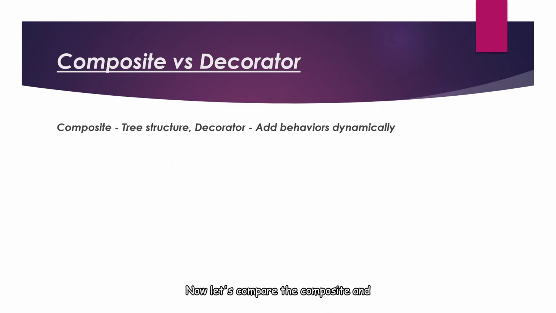Now let's compare the composite and decorator patterns. The composite pattern is used when you have a part-whole hierarchy. It allows you to treat individual objects and groups of objects uniformly. The decorator pattern is used when you need to add new behaviors to an object dynamically without modifying its class. The composite pattern is about structuring objects while the decorator pattern is about enhancing functionality. Both patterns are useful in different scenarios, and understanding when to use each will make you a more efficient system designer.